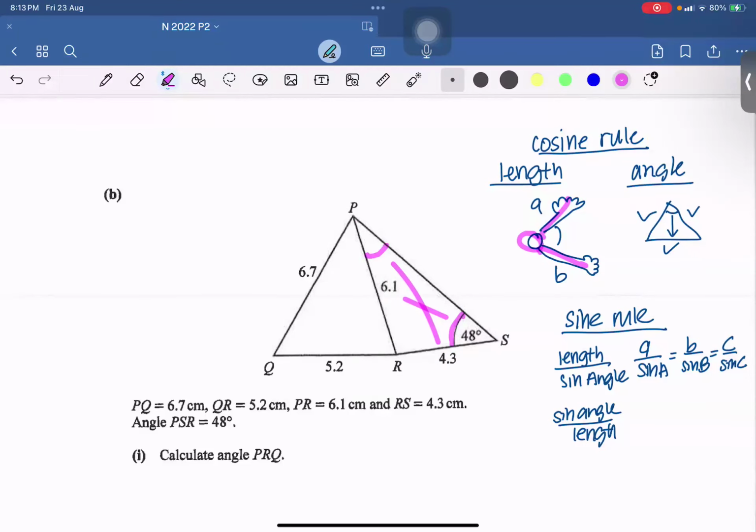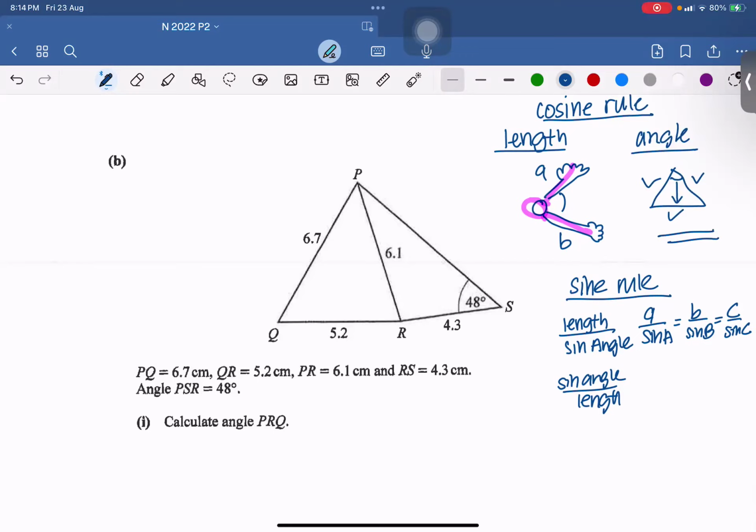I'm going to look at my question now. First one, find angle PRQ. Very obviously, we already looked at it just now. We're going to use the cosine rule to find angle PRQ. Which is the side opposite to it?